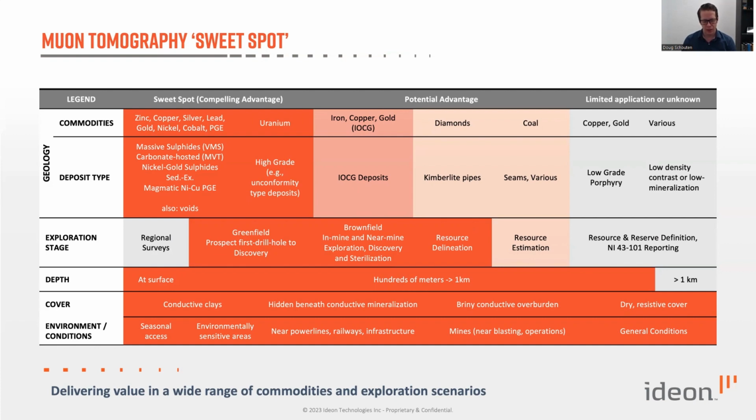And because of its intrinsic passive nature, it can be used in areas where other geophysics technologies can be confounded by conductive cover, by cultural impacts, such as power lines and infrastructure, and also where there's, say, blasting or mine operations that creates noisy environments. Muons are basically impervious to all of these effects. And so there's a good use for muon tomography, especially in mine applications.